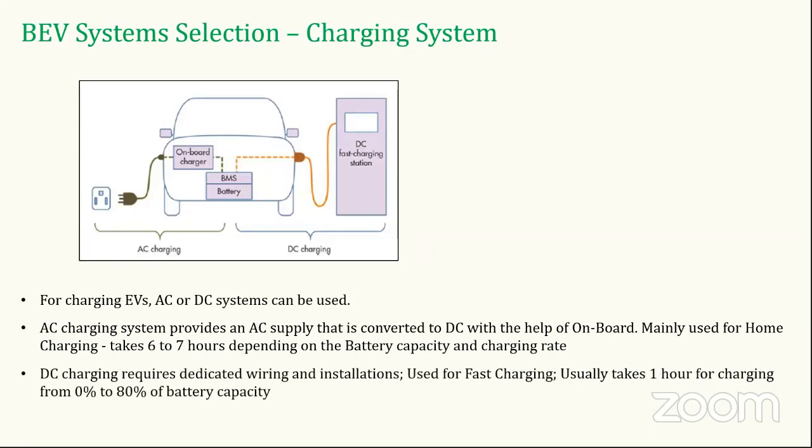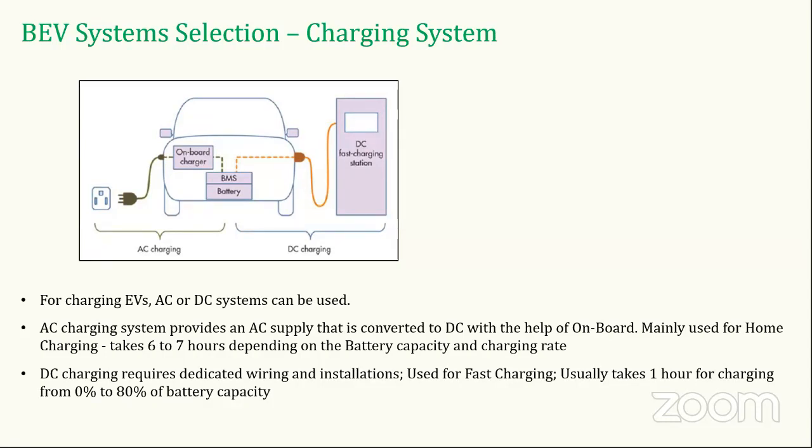The next type of charging is DC charging. This requires dedicated wiring and installations and can be mounted at garages and charging stations. They have more power compared to AC systems and can charge EVs much faster. It usually takes 1 hour for charging from 0 to 80% of the battery capacity, primarily depending on the battery capacity as well as the charging rate.